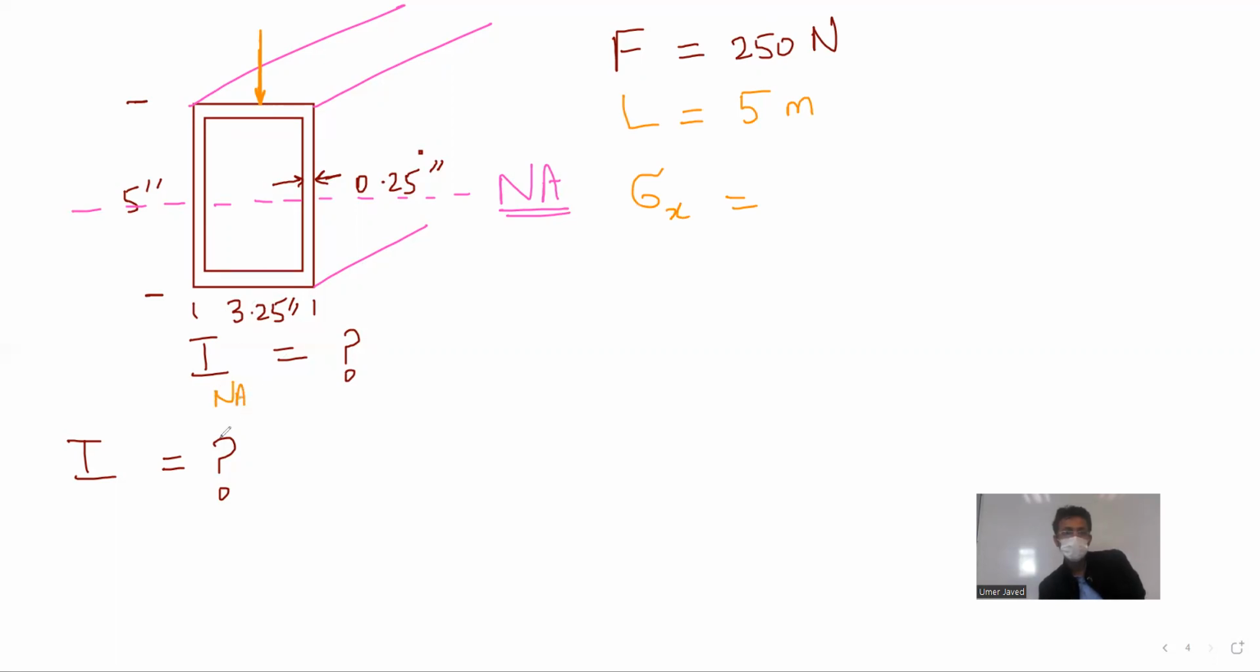Moment of inertia about the neutral axis, of course. So you can determine, yes, please. 2 times 5 inch minus 0.25, no, 12.5 inch minus 0.25 inch. No, you are talking about moment of inertia. So for moment of inertia, find the moment of inertia of the big rectangle and then subtract the moment of inertia of the small rectangle. So please do it.